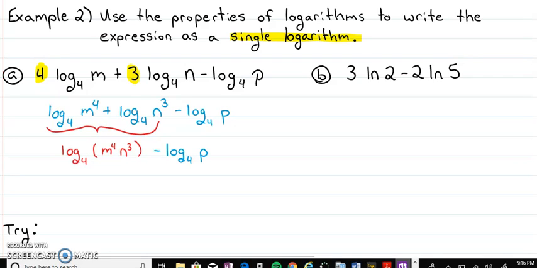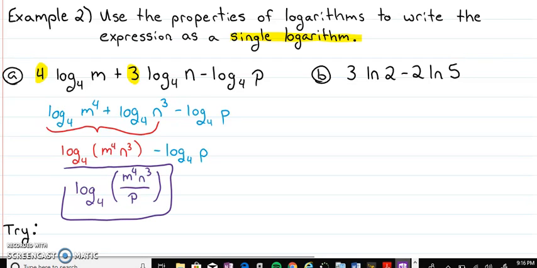And then because I have the minus sign, I'm going to use my quotient rule, which is the first thing goes on top, the second thing goes on bottom. Again, we're just using our rules in reverse this time. So our final answer for this problem is going to be log base 4, and then I'm going to have on top m to the 4th n cubed all over p. That's how you would express it as a single logarithm.